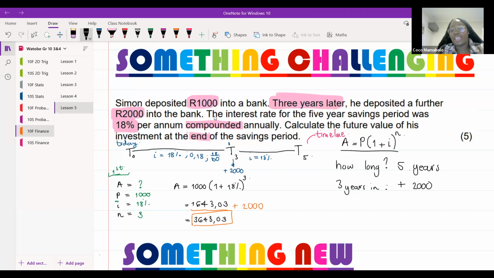Right. So we're going to start again. A is equal to. But now we know that we're going to get different numbers, right? A is the thing we're looking for. P is now our new value, 3643,03. Our interest rate is still 18%. But now what is our N value now? Correct. It's 2 years because we still have 2 years to go. It can't be 5 anymore, guys, because we're already 3 years in. We're calculating 3 years into the investment. So now our N changes to 2.